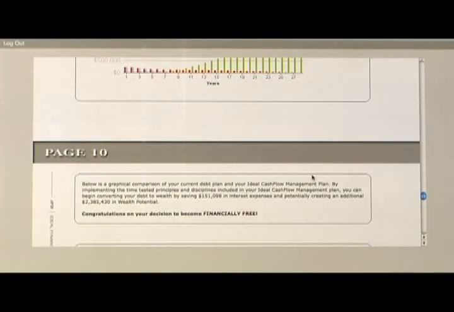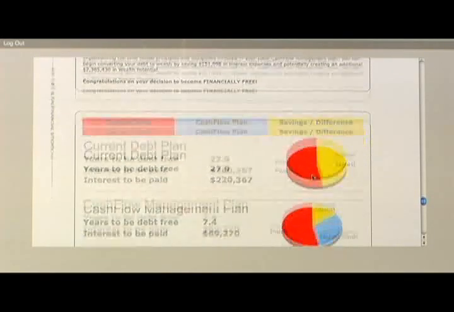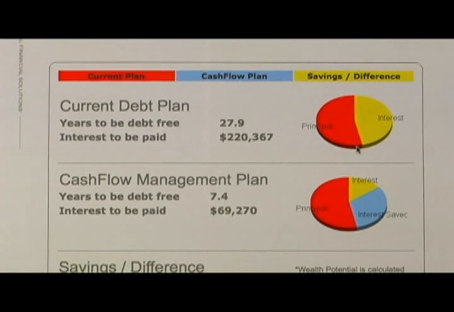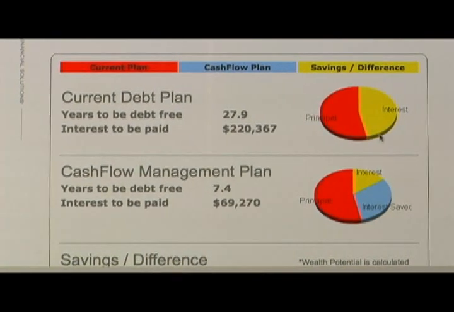Page 10 is just, again, another summary showing them on the top here the principal and interest that they're going to pay on their current plan versus the principal and interest they're going to pay on our plan. The blue is right here showing them the kind of interest that we're going to save them and help them to build a retirement plan that's going to be significantly different.